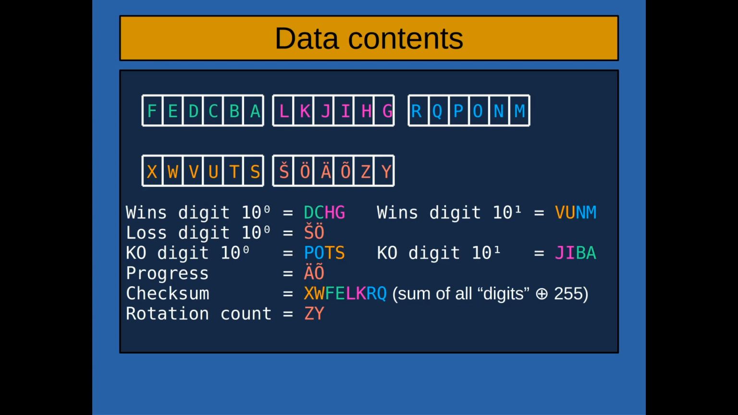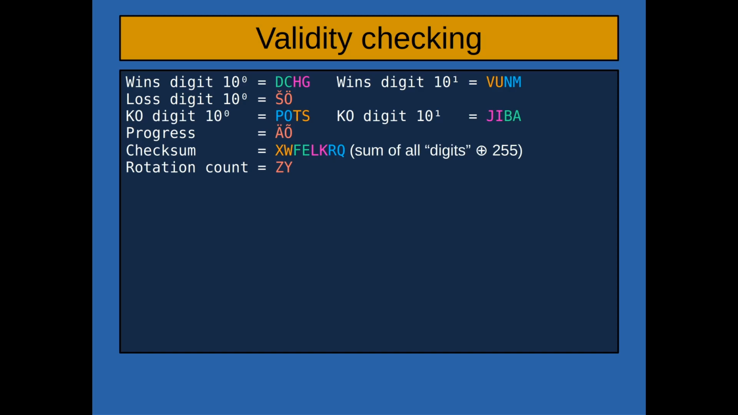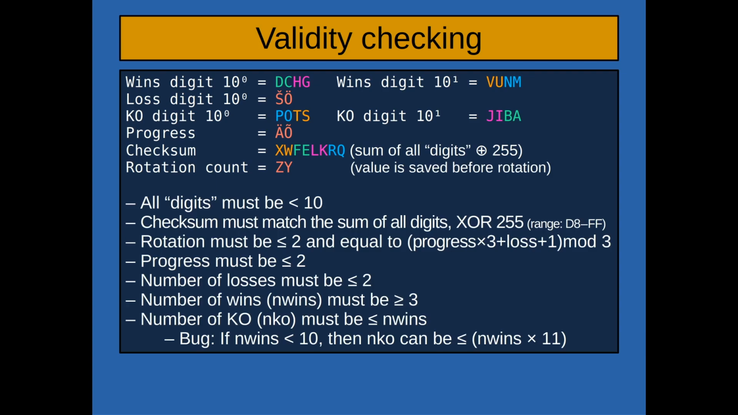Technically, one could skip the part where 3-bit units were merged into 6-bit units, but if you want to accept and deny exactly the same passwords as the game does with all its quirks, you must repeat the same steps. In any case, here is all the data that was extracted from the password. The game does pretty extensive checks to make sure the data is valid. However, one of those checks has a little bug in it. This bug makes it possible to have more wins by KO than there are wins total, if the number of total wins is less than 10.